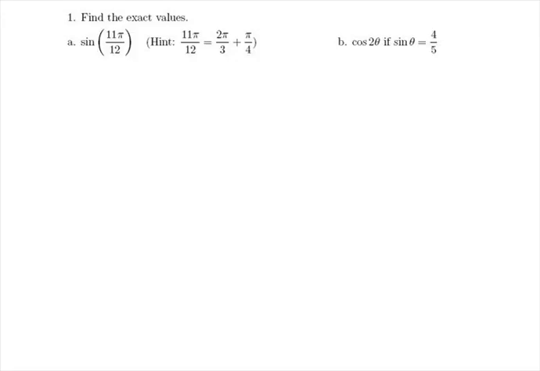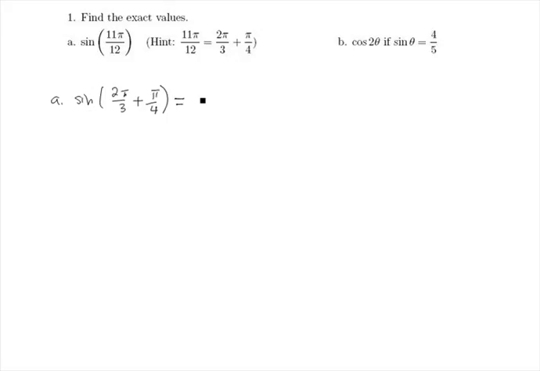In this problem, we're finding the exact values of a couple of trig functions. Let's start with part A. In part A, we're given the hint that 11 pi over 12 is the same thing as 2 pi over 3 plus pi over 4, which suggests that we can find the exact value by using the angle sum formula for the sine.